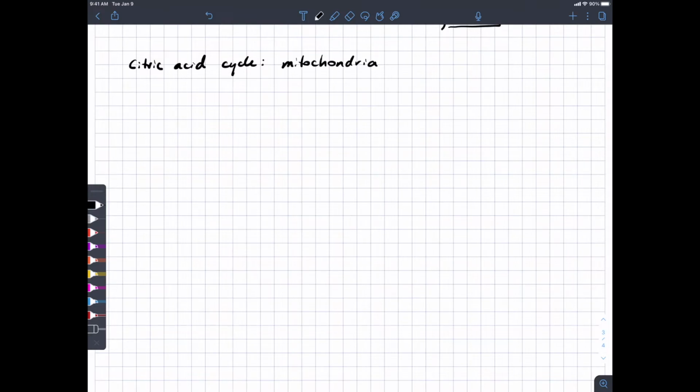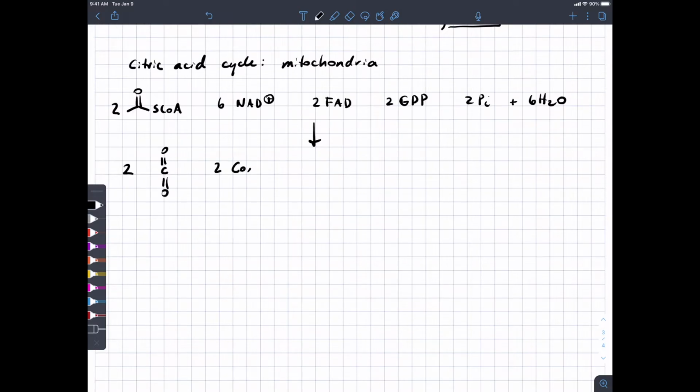And in the citric acid cycle process, we're going to take 2 molecules of acetyl-CoA, 6 of NAD+, 2 of FAD, 2 of GDP, a couple phosphate ions, and we need water molecules so that we don't later draw just protons hanging out on their own. That's going to generate 2 molecules of CO2, 2 molecules of the coenzyme A thiol, 6 of NADH, 2 of FADH2, 2 GTP, and 6 extra protons.